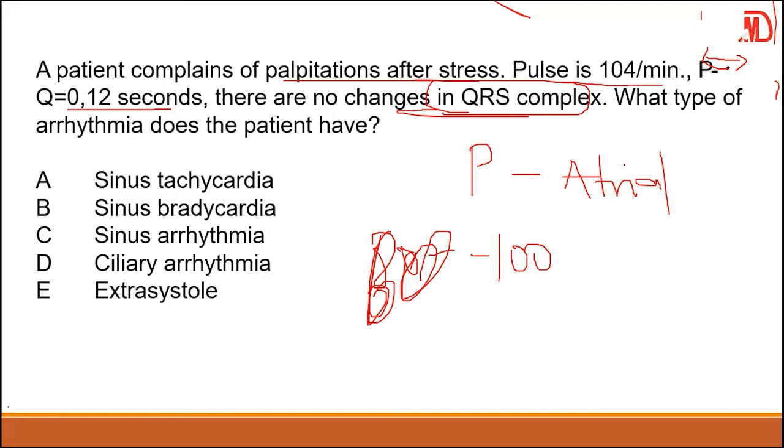And this heartbeat could be from any place. But over here, since the QRS complex is okay, we could be dealing with a sinus type of tachycardia. Sinus means from the atrium, because that is where the pacemaker is found. So this is a sinus tachycardia, meaning atrial tachycardia. Sinus tachycardia or atrial tachycardia, they all mean the same. All right. So over here, we're dealing with A as our answer.